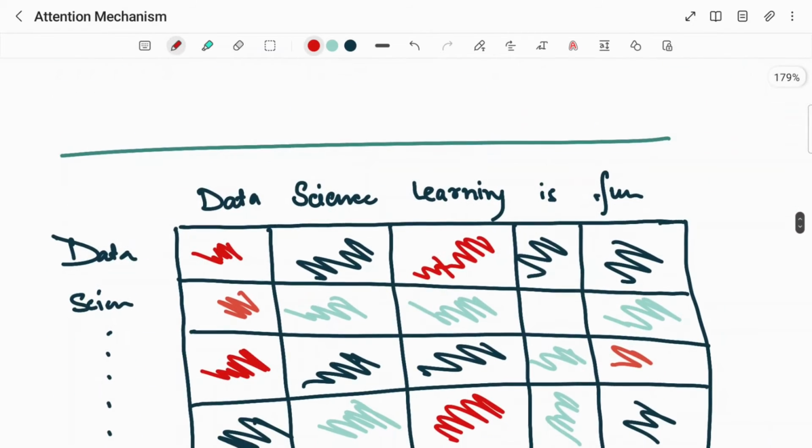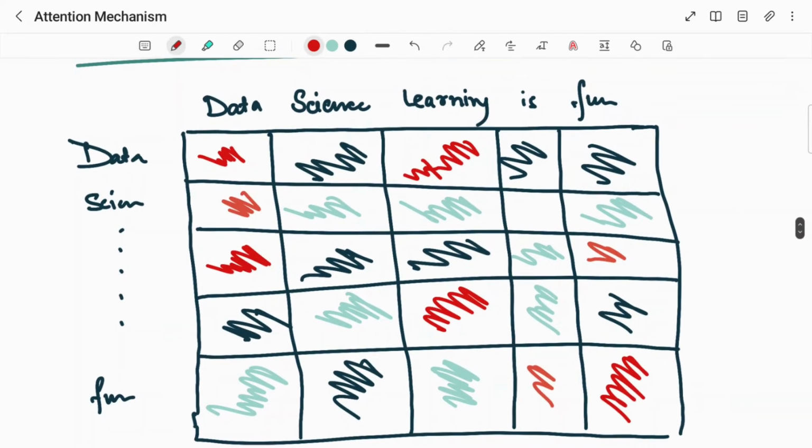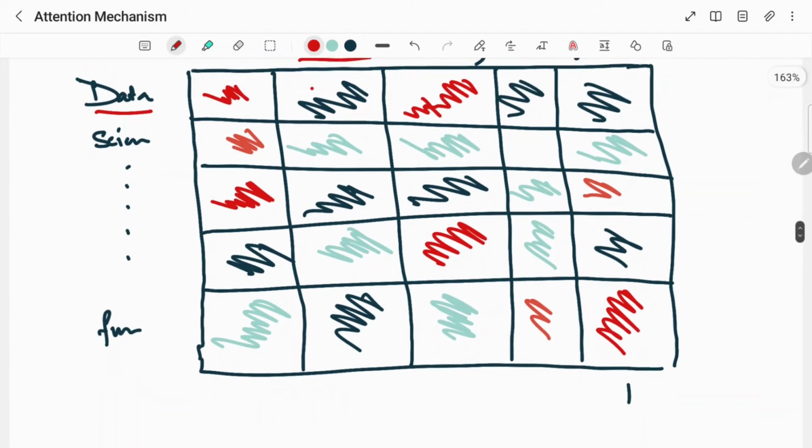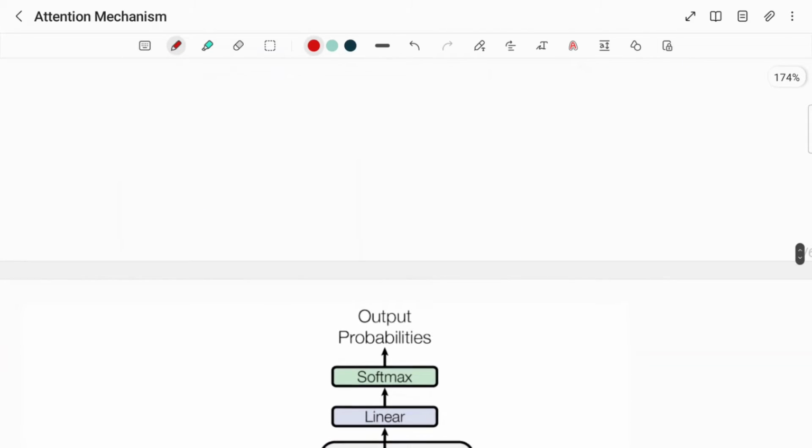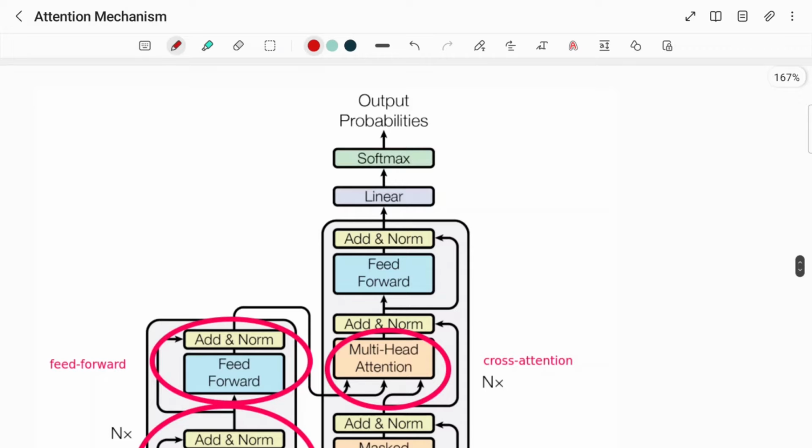Let us understand this using the diagram. Here you see I have taken a basic example, data science learning is fun. A matrix is generated, basically a self-attention matrix, where in the rows you have the same tokens as in the columns, and the mapping between any two tokens is the attention score for a particular input based on the other inputs. So this is the score corresponding to science for data. This is just a basic diagram to help you understand. We shall deep dive into the components of the self-attention mechanism.